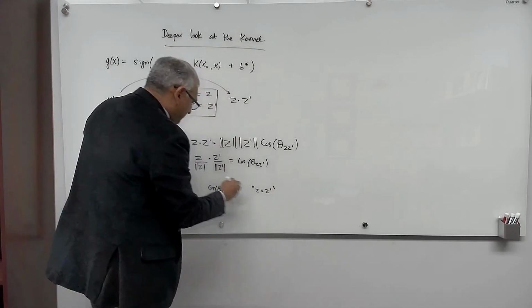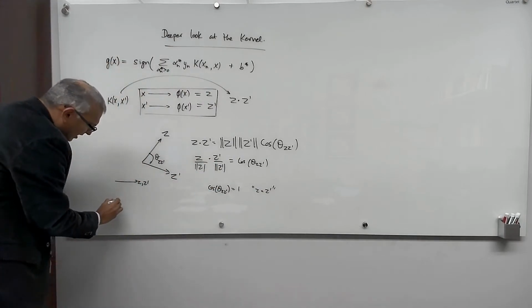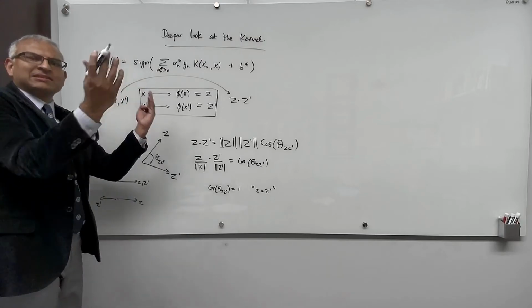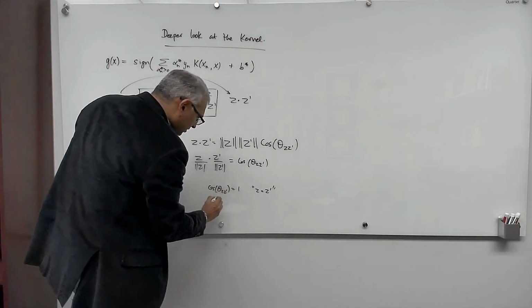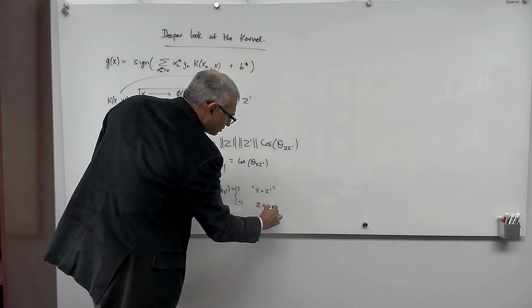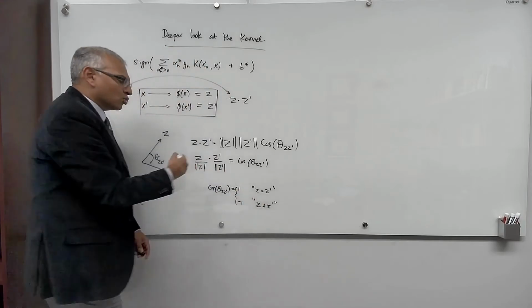Up to the normalizing. And when z and z prime are in the opposite direction, maximally dissimilar, then the cosine is minus 1. z is not approximately equal to z prime. Modulo the norms.